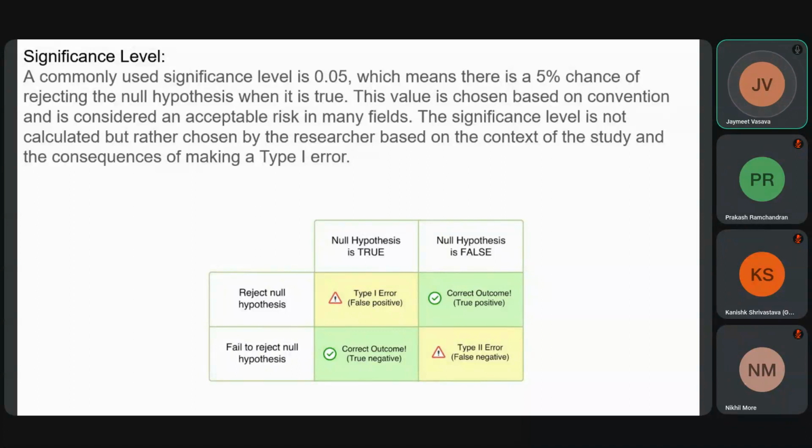So going further with the significance level, or the alpha that we discussed, a commonly used significance level is 0.05, as I also mentioned, which means that there is a 5% chance of rejecting the null hypothesis when it is true. This value is chosen based on convention and is considered an acceptable risk in many fields. The significance level is not calculated, but rather chosen by the researcher based on the context of the study and the consequences of making a type 1 error.